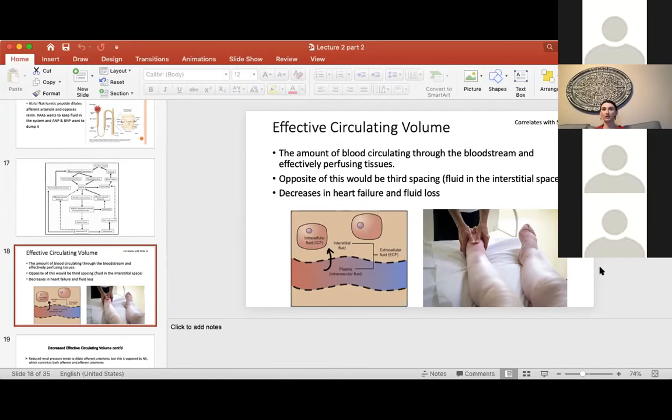So the amount of blood going through the bloodstream as it perfuses the tissues is the effective circulating volume. And you may hear him talk about third spacing. That's going to be fluid in the interstitial space, so the fluid is not going to be in the bloodstream. It's not going to be in the cells where we can actually use it. It's going to be sort of in between the tissues, and it's going to lead to edema. So in heart failure, there's not going to be good circulating volume. Instead, it's in this third space.